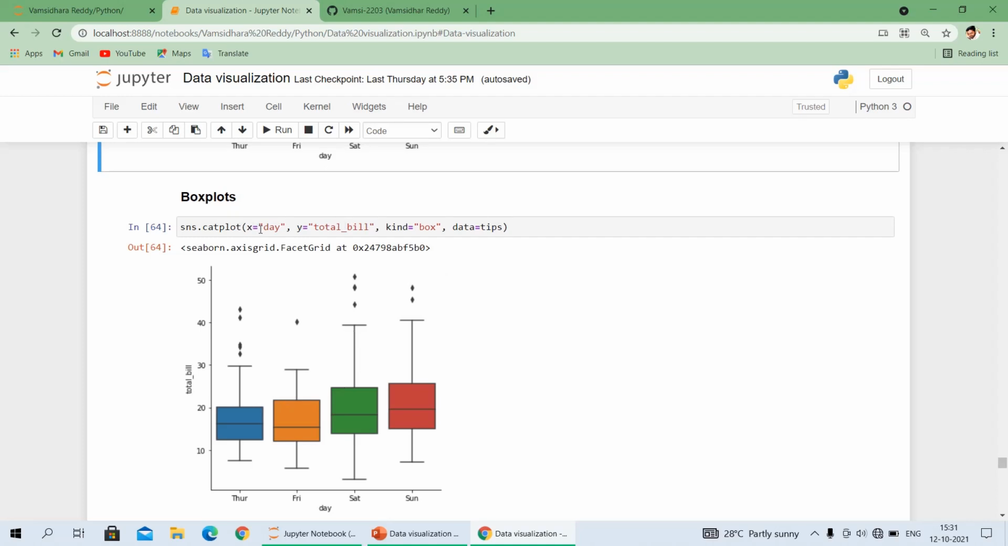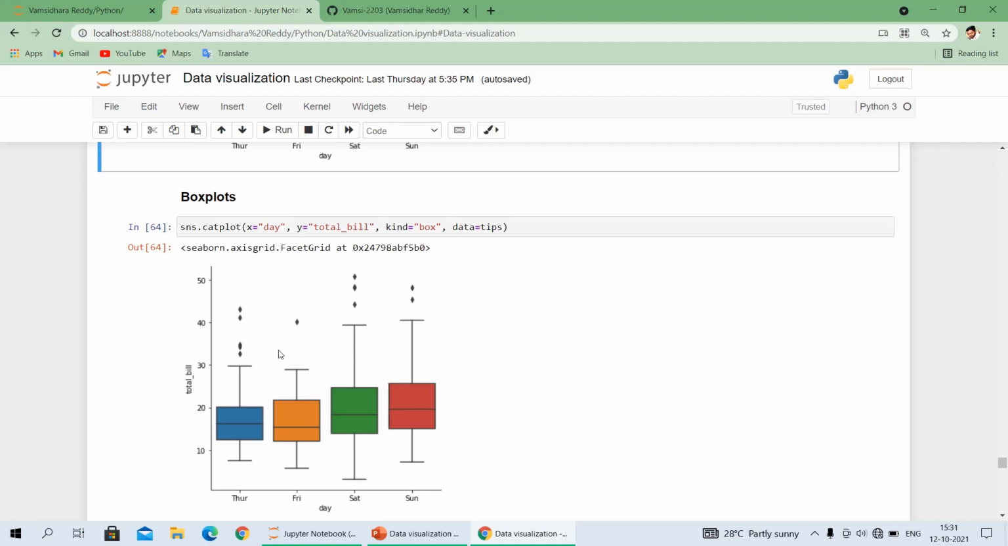We are comparing between days and total bills, and here on Saturday and Thursday there are a lot of outliers, which box plots are used for finding. These are the outliers. So in machine learning we can easily remove or modify these outliers.